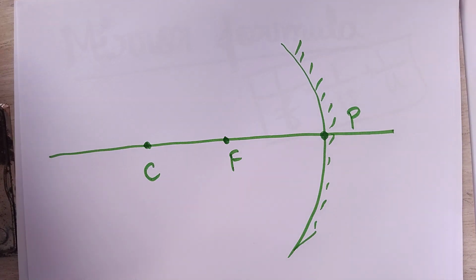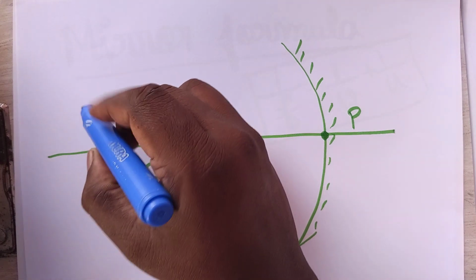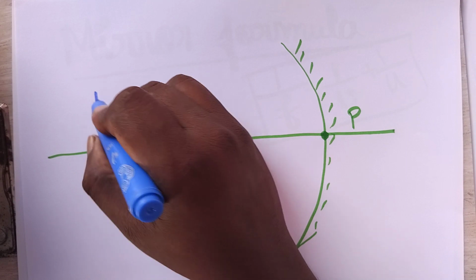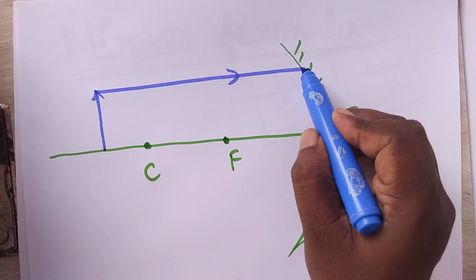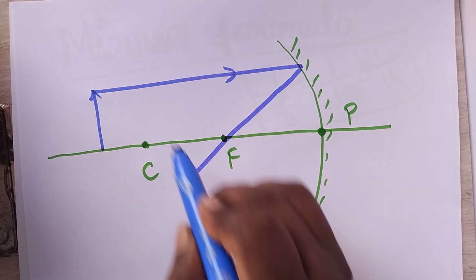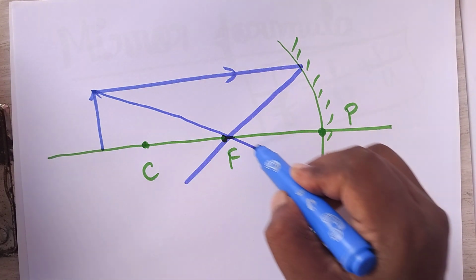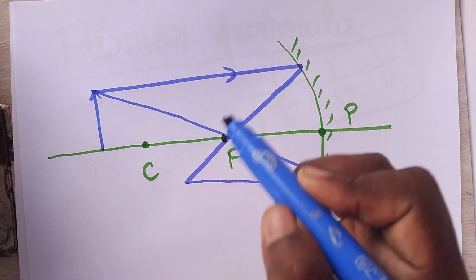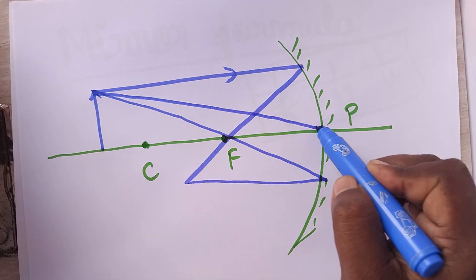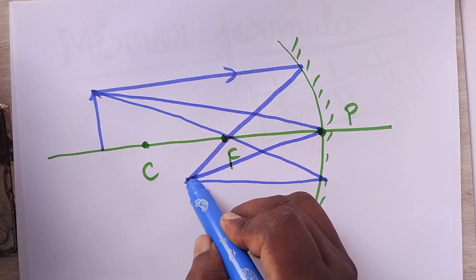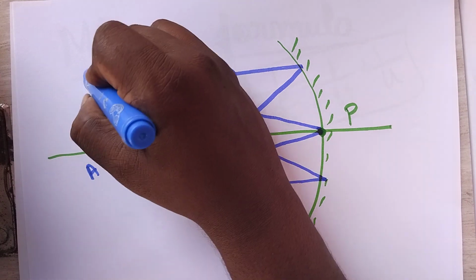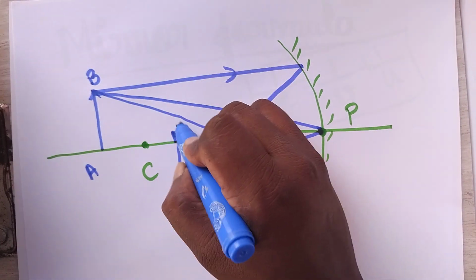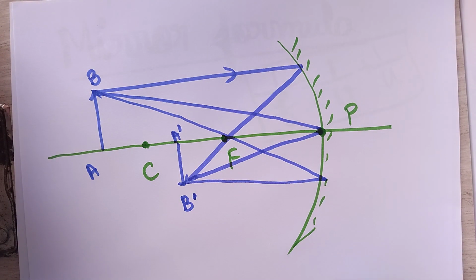I am taking the object at this point. Object I placed here. The parallel ray, as per the rules, will go through the focus. The ray through the focus will become parallel. The ray which is incident at the pole reflects with the same angle. Image is formed here. AB is the object, A dash B dash is the image.